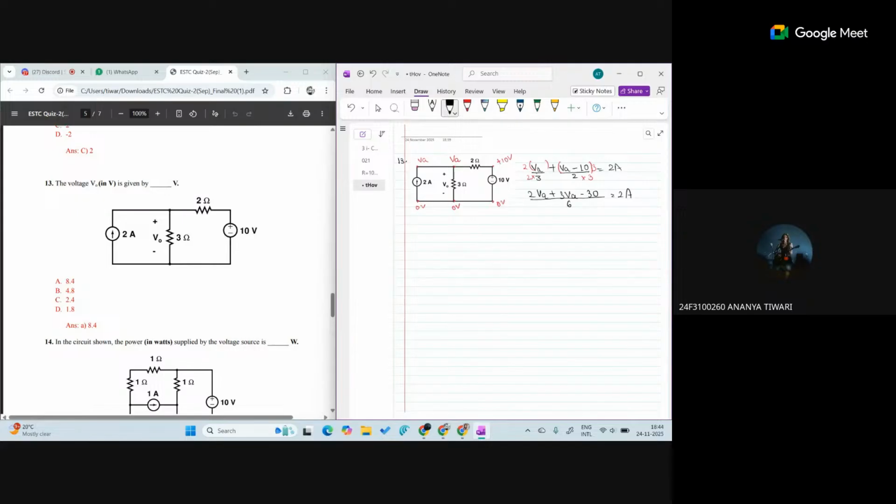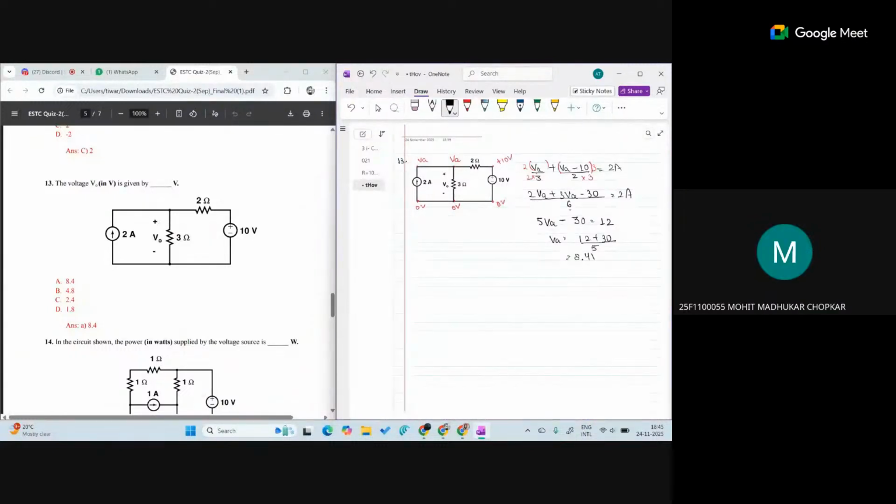Is it clear? Yes, ma'am. Okay, so we can write this 5 volt, and this would be 30. We can multiply here, so it would be 6 to the 12. Now we can write this VA as 12 plus 30 divided by 5. Can you do the calculation? That would be our answer. 8.4.